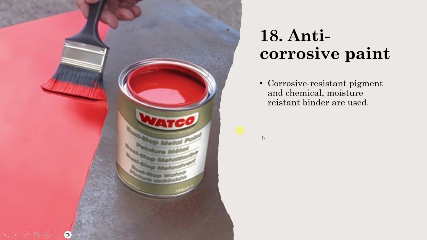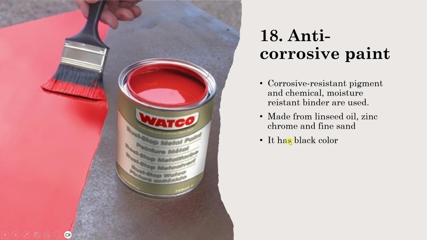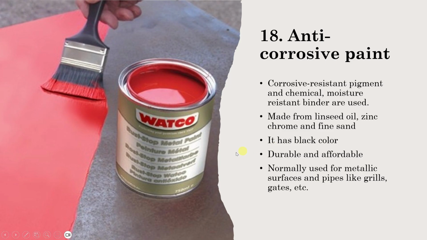Anti-corrosive paint, as the name indicates, will prevent the corrosive properties. So corrosion resistant pigment and chemical moisture resistant binder are used in order to serve the purpose. Made from linseed oil, zinc, chrome, and fine sand. It has black color. It's durable and affordable, normally used for metallic surfaces and pipes like grills, gates, etc.